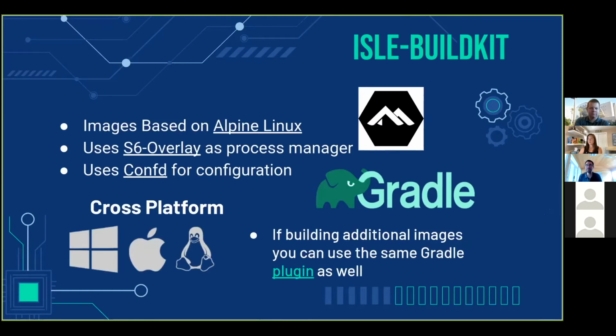So BuildKit itself, I'm just going to try to give a broad overview here. I don't want to get sucked into any traps, but it's based on Alpine Linux. All the images are Alpine. They're as small as they can be, somewhere between 100 and 200 megs per container when you're running them.